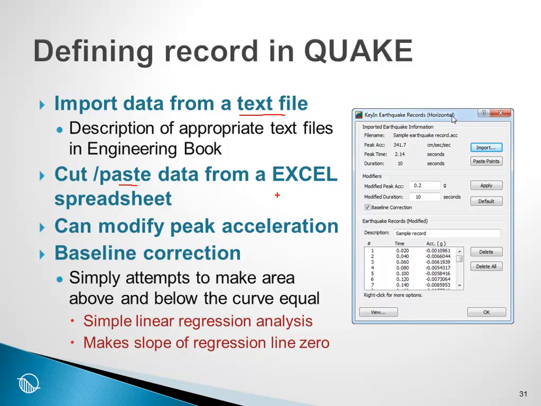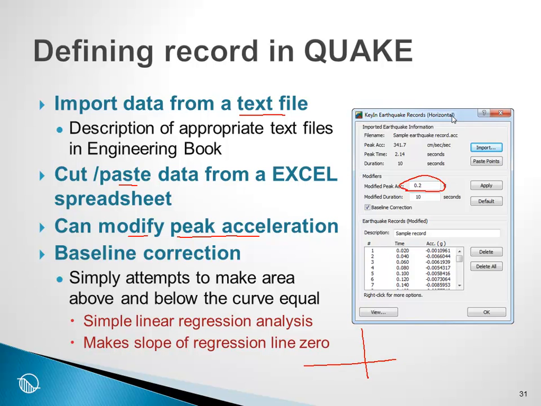We can modify the peak acceleration or scale the acceleration record. Here's a scaling value. And we can also make a baseline correction, which we will demonstrate here in just a few seconds. But the baseline correction simply attempts to make the area above and below the curve equal.